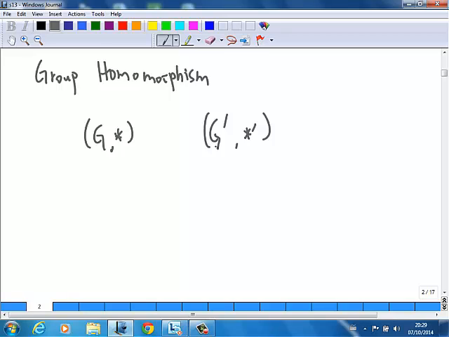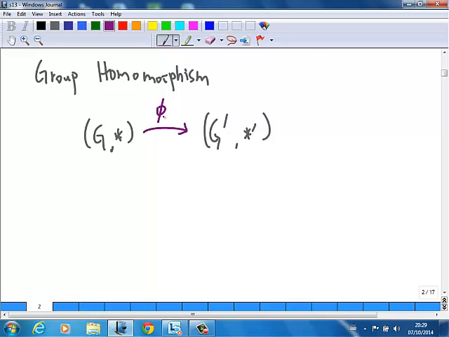And then I have a mapping from the left-hand side to the right-hand side. Let's call this phi. So generally this is just a mapping only. So what is really a homomorphism? Let's try to figure out here.